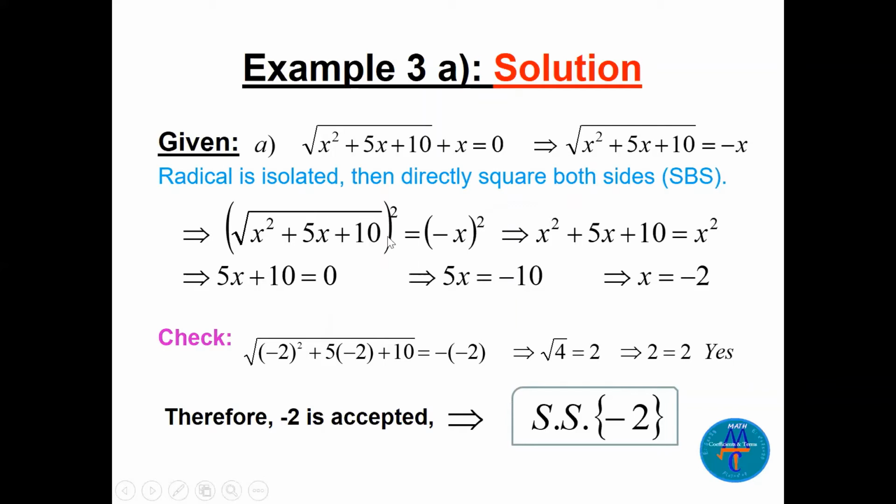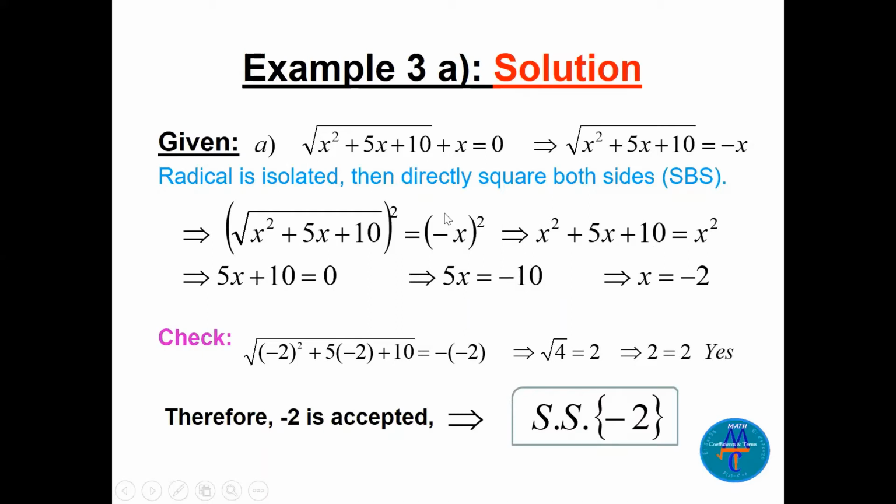Now you square both sides. This one, we remove the square because power half. So I have x squared plus 5x plus 10. Minus x all squared is x squared. It happened now, these are canceled. See, we are left with only 5x plus 10 is equal to 0, so x will be minus 2. Now, sometimes they're not canceled, so you keep it as we will see in the next example.